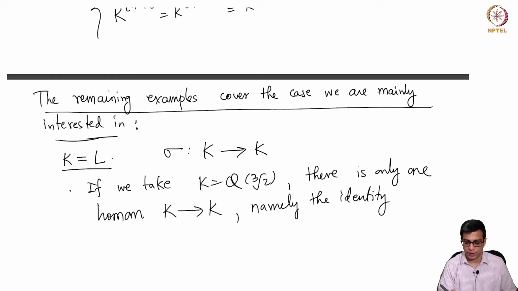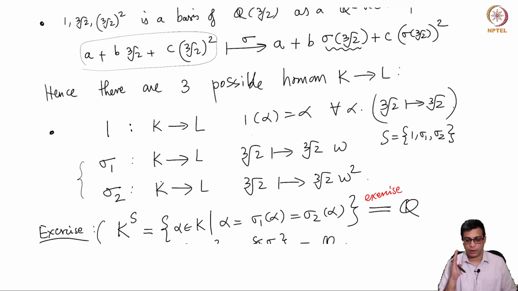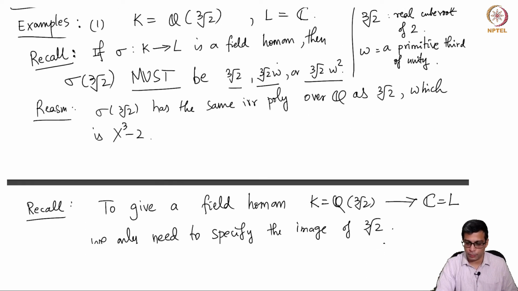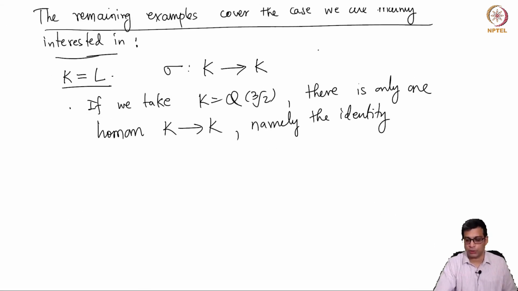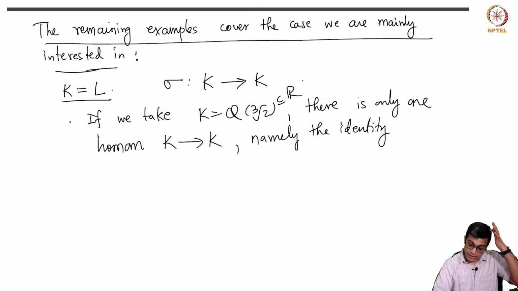And what are the possible images of cube root of 2? They are cube root of 2, cube root of 2 omega, cube root of 2 omega square. But K contains only cube root of 2 because K is in R, whereas cube root of 2 omega is not in R. So there is only one map. So that restricts the possible homomorphisms.